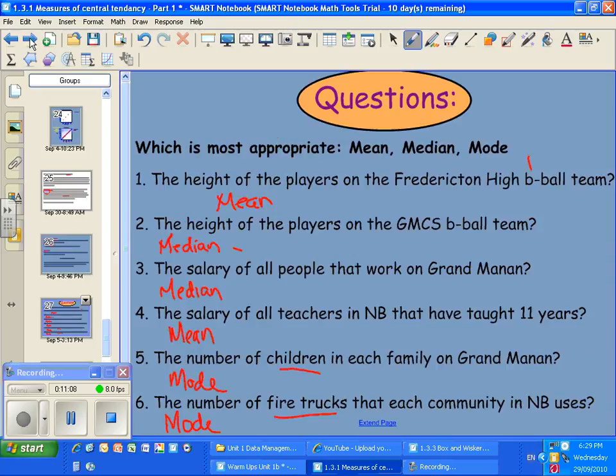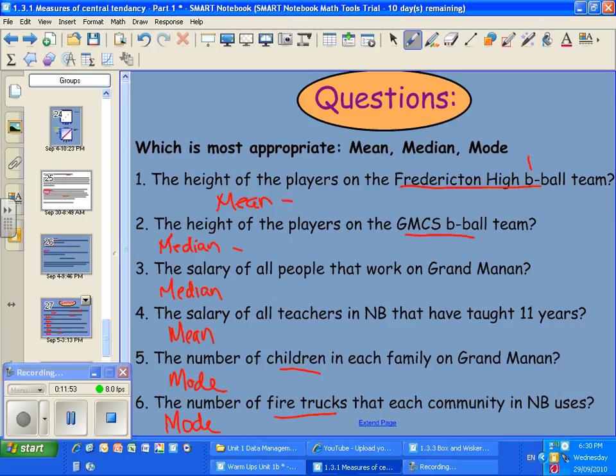Okay, here's a few review questions for you. I like the first couple the best. You have to choose mean, median, and mode, and both 1 and 2 look almost the same. It's the height of basketball players. One of them is the Fredericton High School boys basketball team, and the other is the Grand Manan Community School team. Fredericton High School, huge school, 1,000 students to draw from. I bet that they pick mostly the kids that are very, very tall, that have great basketball skills. The Grand Manan Community School team, they're also looking for great players, but they only have about 40 students to choose from. So they probably have a variety of both tall students and short students and lots in between.